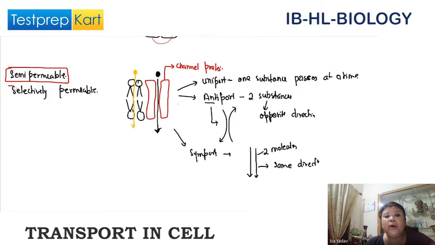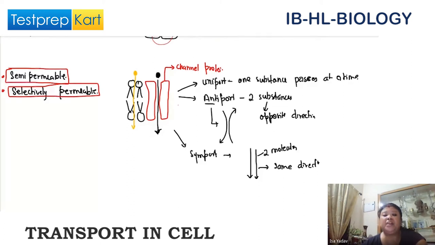Whereas when we say selectively permeable, the plasma membrane will select. It will select, okay, I can allow only maybe water-soluble components, I can allow only this component. So whenever a question comes on both of these, you need to first understand what they are asking. Are they asking you to explain semi-permeability or selective permeability? Is this clear? Okay.